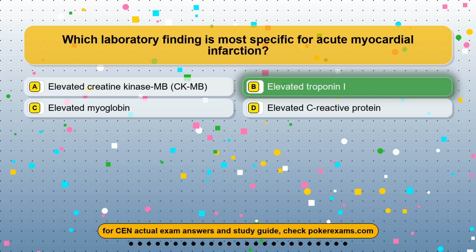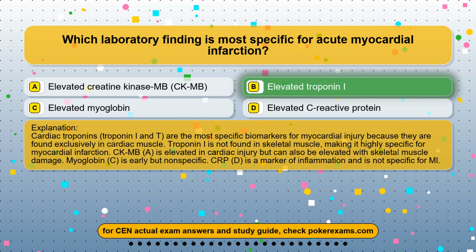The correct answer is option B, elevated troponin I. Cardiac troponins, troponin I and T, are the most specific biomarkers for myocardial injury because they are found exclusively in cardiac muscle. Troponin I is not found in skeletal muscle, making it highly specific for myocardial infarction. CK-MB, A, is elevated in cardiac injury but can also be elevated with skeletal muscle damage. Myoglobin, C, is early but nonspecific. CRP, D, is a marker of inflammation and is not specific for MI.